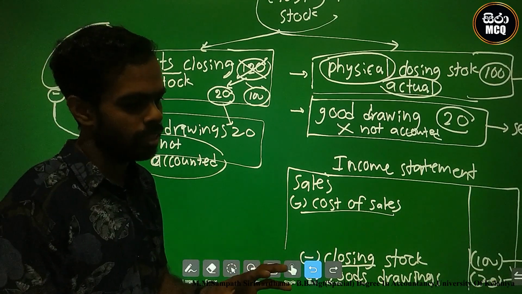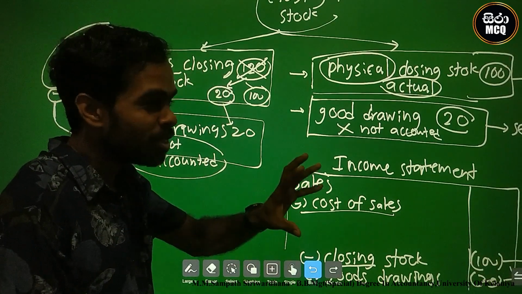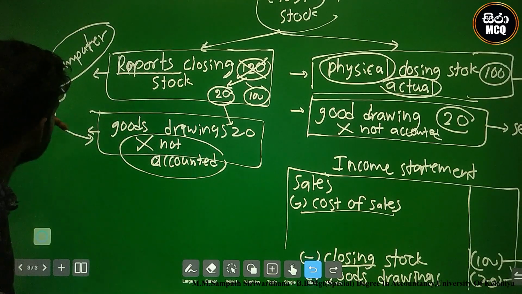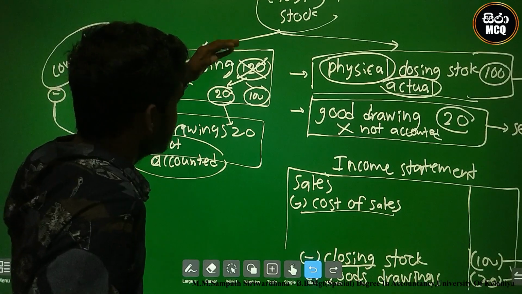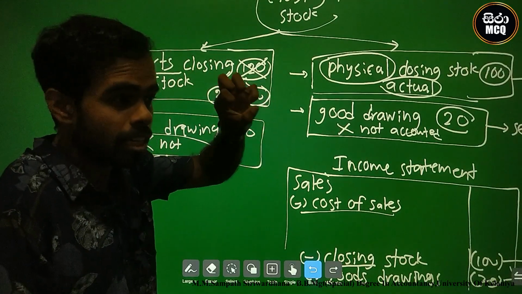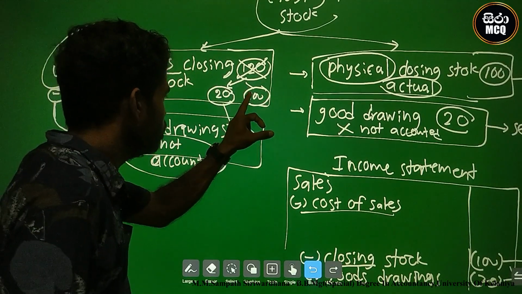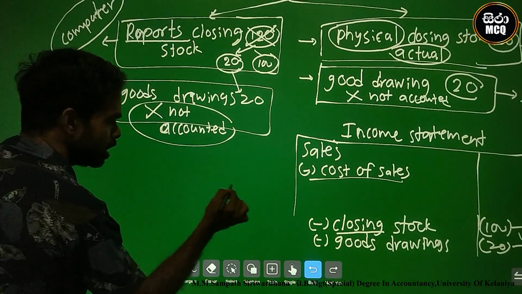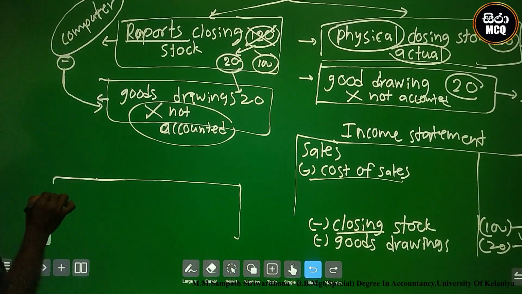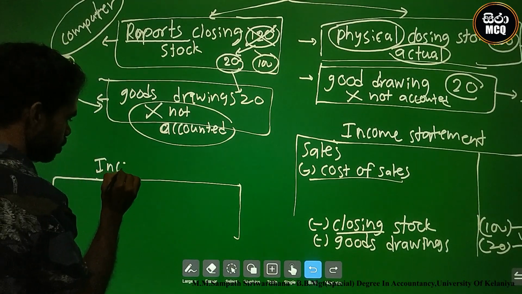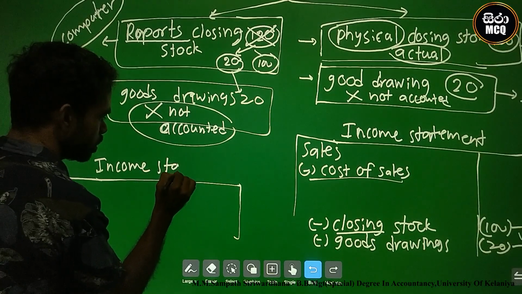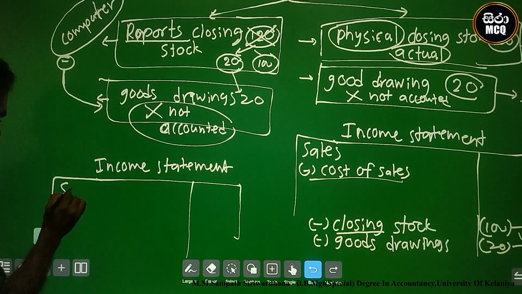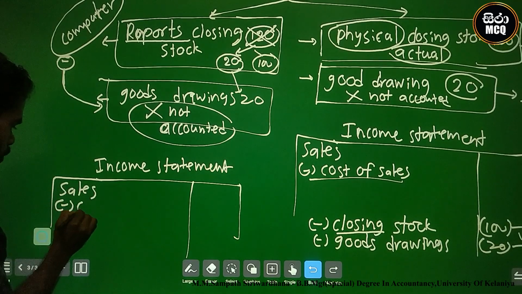The closing stock is 100. Why? The goods drawings impact the computer accounts. After the computer accounts are rectified, the actual physical one is 100. What are the accounts? The destination. Destination means income statement: sales minus cost of sales.